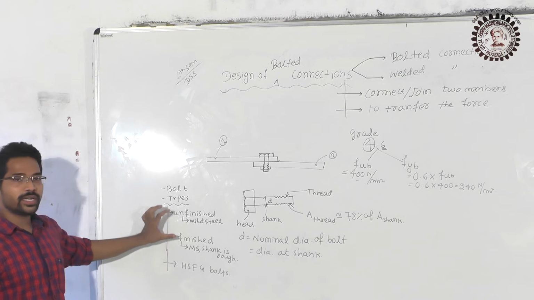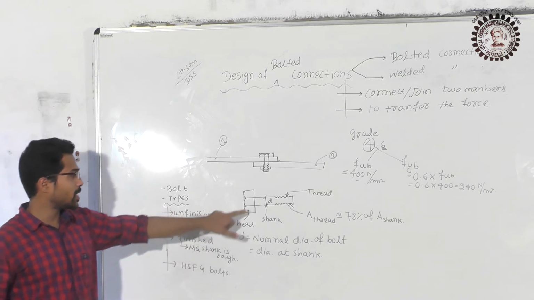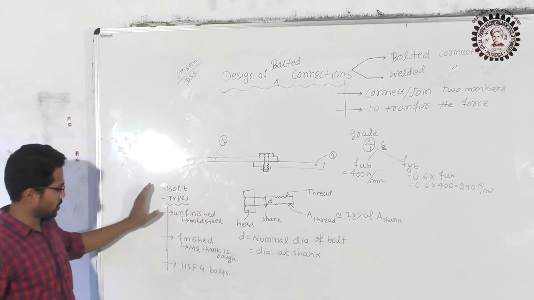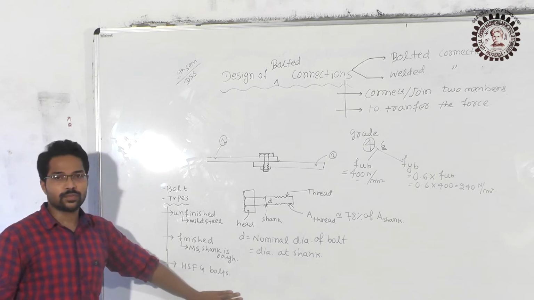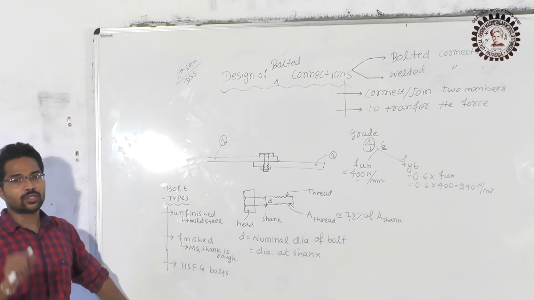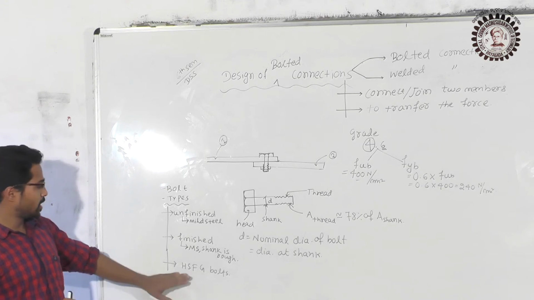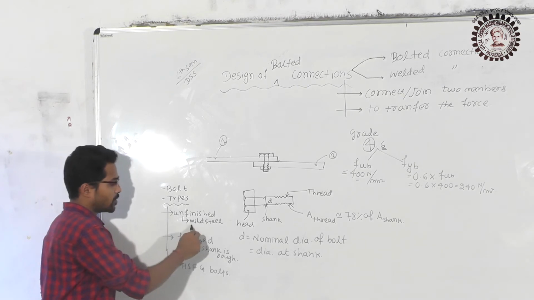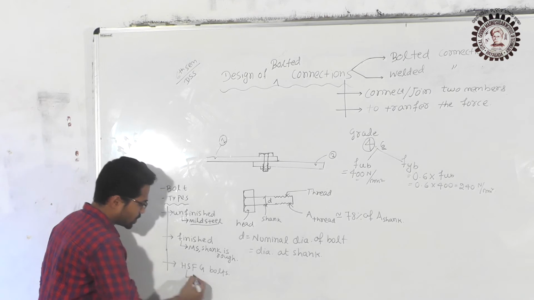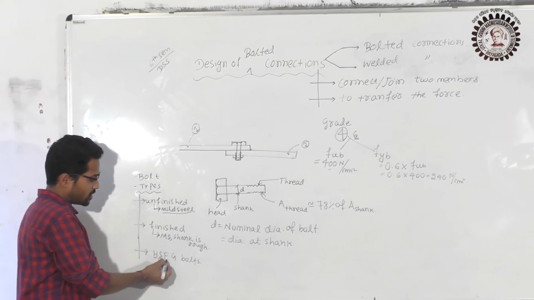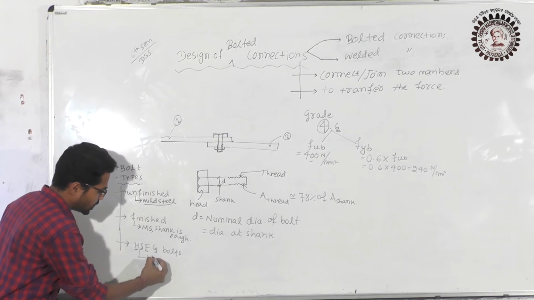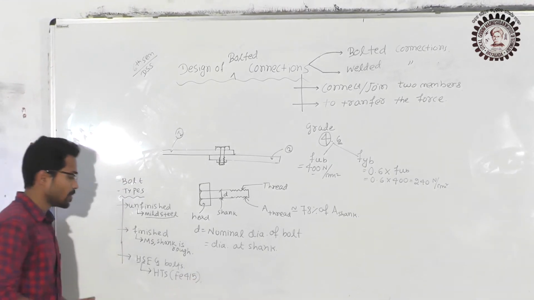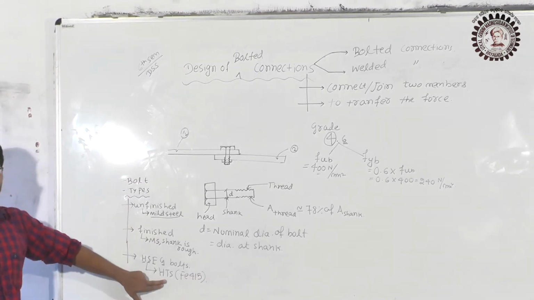Okay. So the main difference is in finished bolts the shank part is rough, and in unfinished bolt the shank part is plain, no roughness, no rolling is done. And the last one is your HSFG bolts. In the markets you must have seen small length bolts are available, and they are made of high tensile steel. Unfinished bolts and finished bolts are made from mild steel, whereas HSFG means high strength friction grip. Okay, these are made from high tensile steel, that is Fe415.